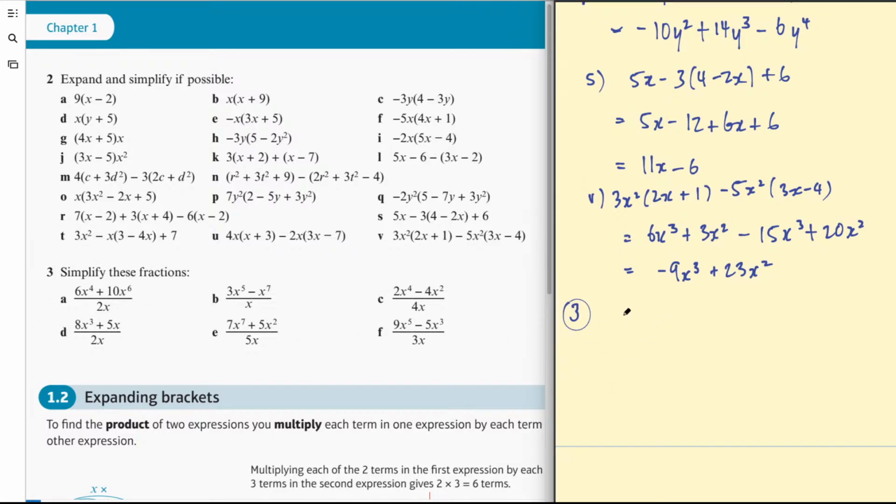Okay, so 3a, we have 6x to the power 4 plus 10x to the power 6 over 2x. To simplify these, I guess we have to factorize the top line. So common factors of those two terms in the numerator would be 2x to the power 4, and then what would we have left over? 3 plus 5x to the power 2 over 2x, and then we cancel.